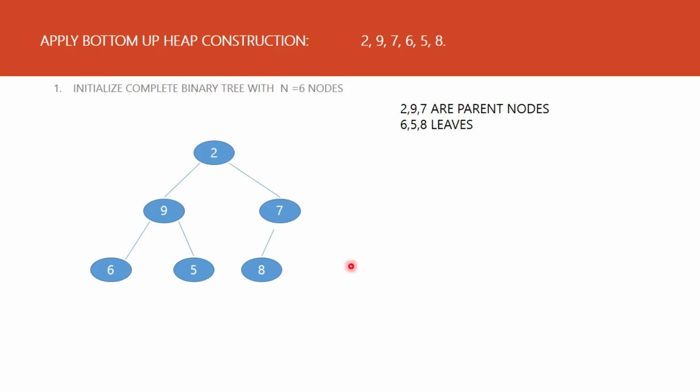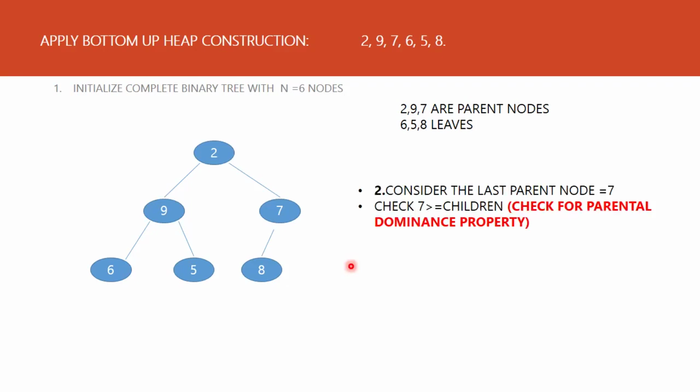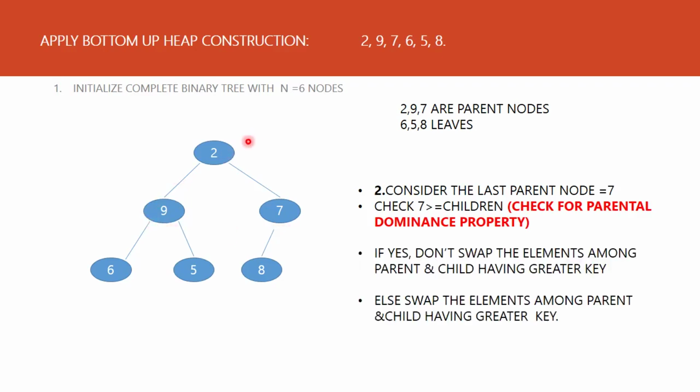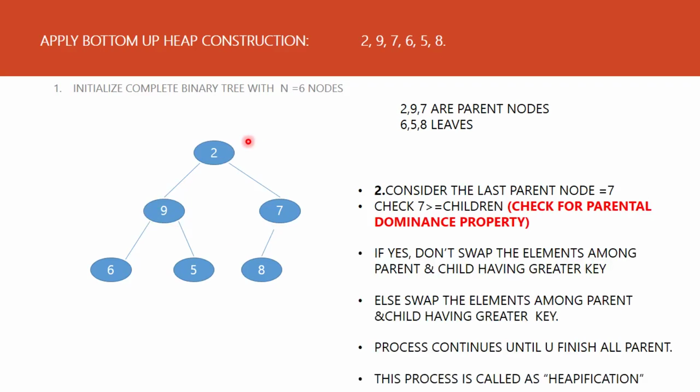Now, coming to the second step, which is the heapification process. What are you going to do in the heapification process? You always start from the last parent till the first parent and go on checking for the parental dominance property, and this process is called heapification. What do you mean by parental dominance property checking? That means at each parent you check whether the parent is greater than or equal to the child. If the parent is not greater than or equal to the child, then you have to swap the element with the child, the greater child.